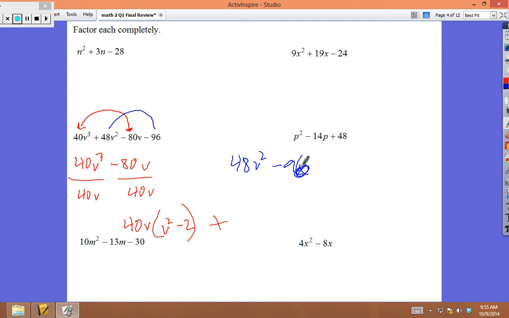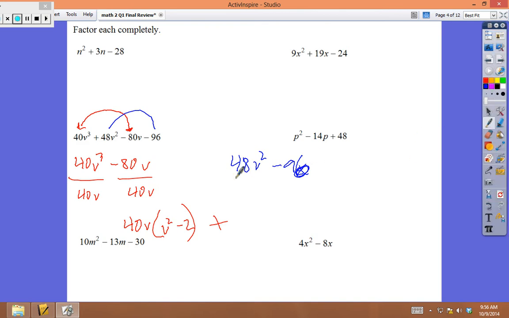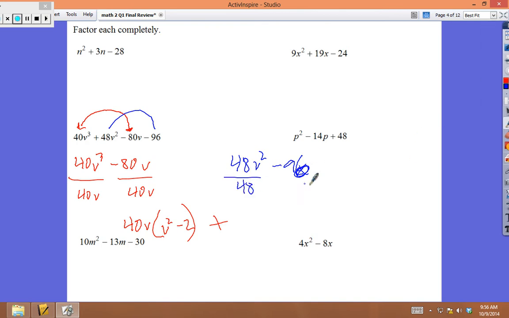48 and 96. I gotta find what goes into both 48 and I think it is 48. Let me check. 96 divided by 48. It is. So I'm going to divide this by 48, and I'm going to divide this by 48. So if I write it as a times problem, it's going to be 48 times v squared minus 2.